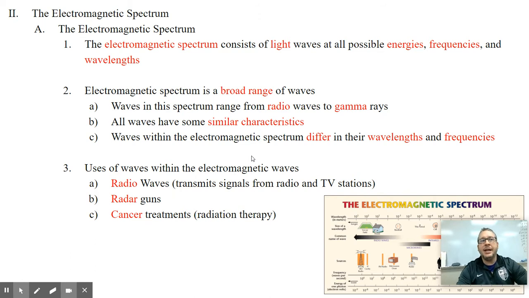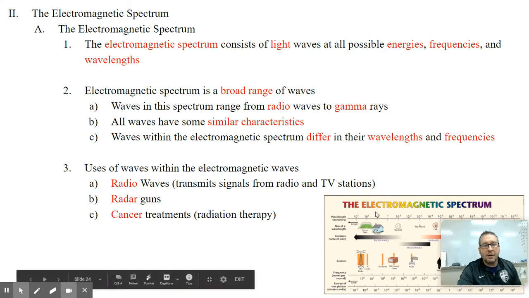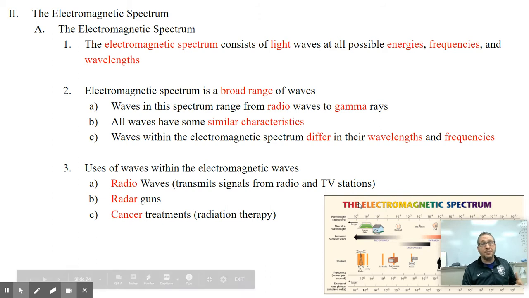It consists of light waves of all possible energies, frequencies, and wavelengths. So it's everything. If you see down here, it involves everything. And we're going to talk about the major players of the electromagnetic spectrum today.